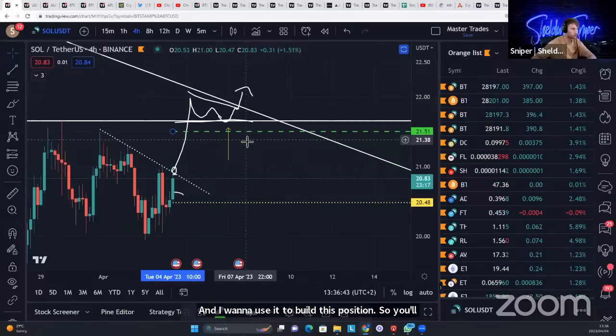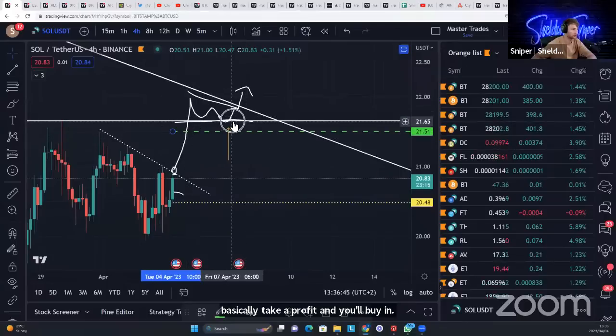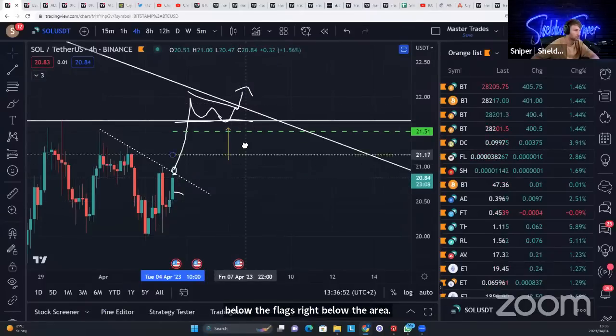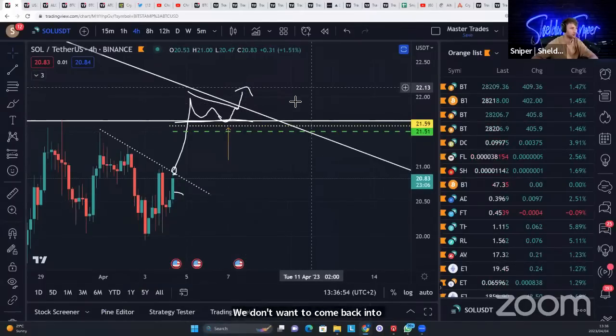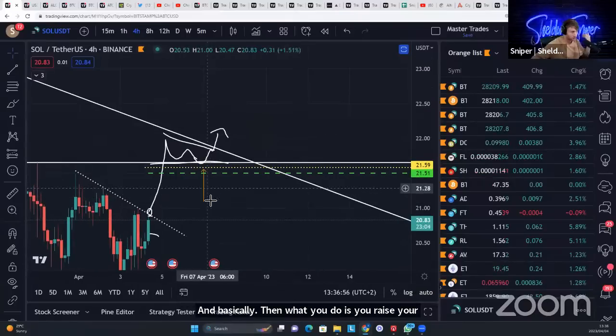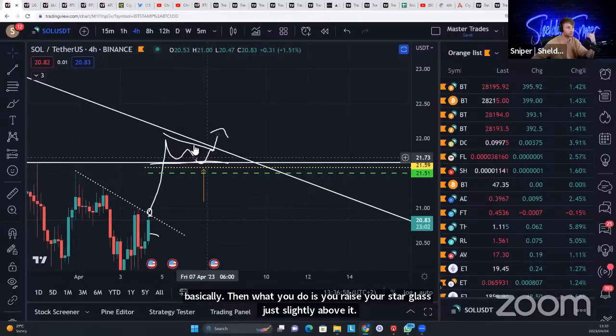Okay, now where you want to always keep your entry price is below the flags, right? Below the area we don't want to come back into. If this is a breakout, that's where it needs to be. And basically then what you do is you raise your stop loss just slightly above it. Okay, so you've given all this profit back, but you've made a bigger position.